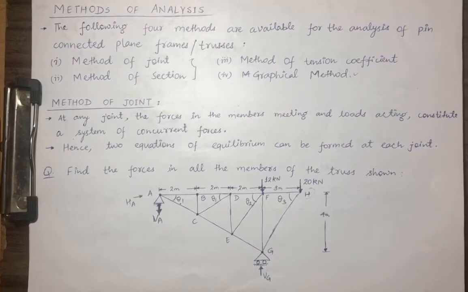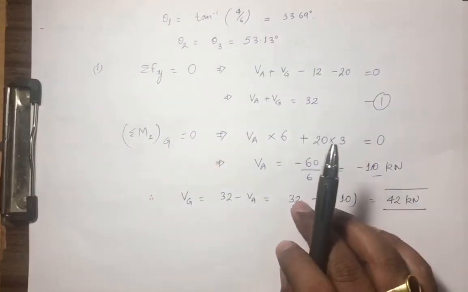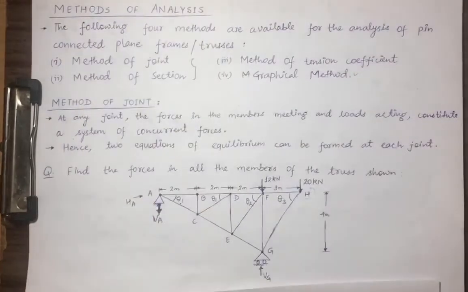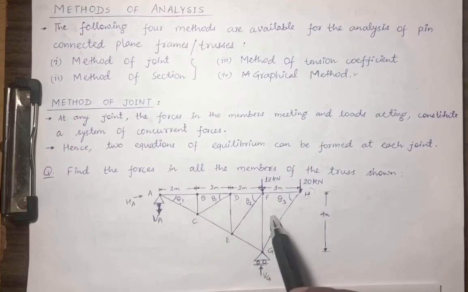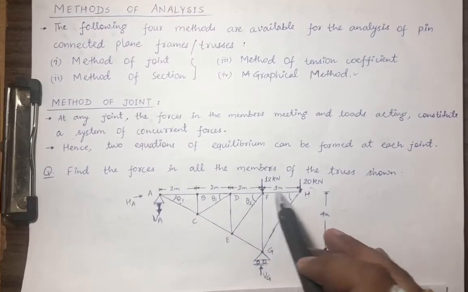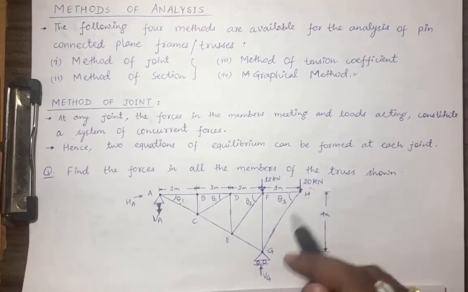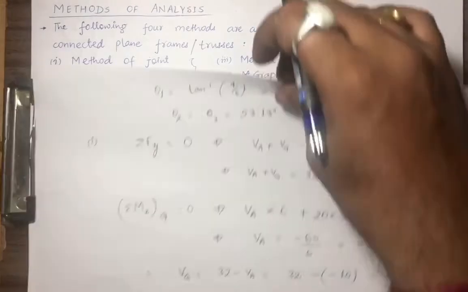So the first step is to calculate the external reactions at G and A. So before that we have to calculate the various angles. So this is theta 1, because this is a similar triangle only. This is theta 2 and this is theta 3. Theta 2 and theta 3 will be same, because they are angles between two parallel lines.